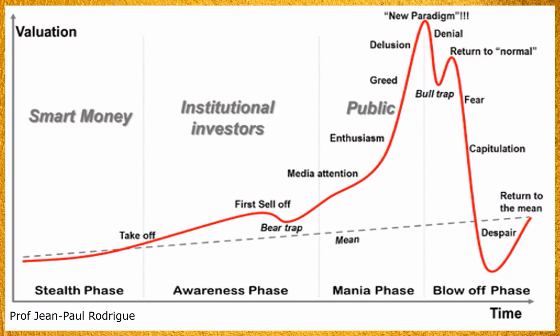So let's get started with a little bit of theory, and this is the theory that shows the 4 phases of an asset bubble. In this video we're going to concentrate on the last 2 phases, the mania phase and the blow-off phase. That's this area of the chart over here.